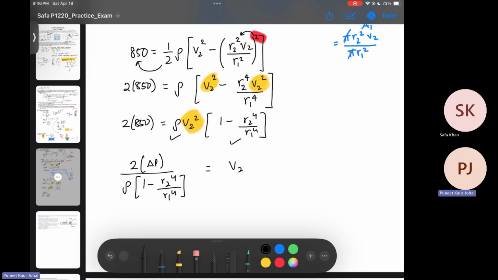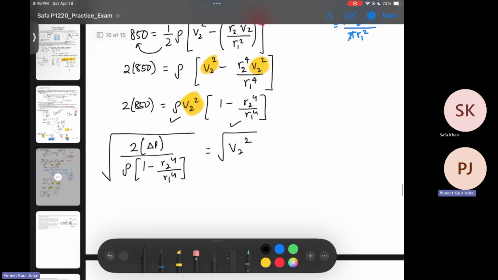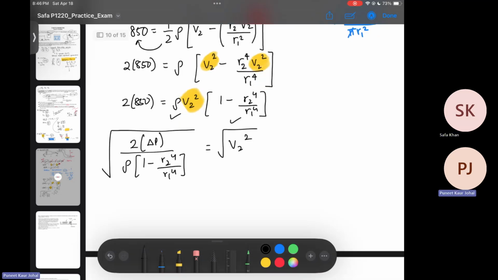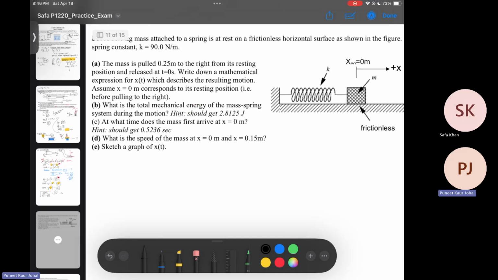That is equal to v2 squared. And then to find just v, you can just square root the whole thing, right? So they probably have something like this. And then all you have to do is just input the numbers. Okay, that's right. Okay, good. Let's move on to the next.